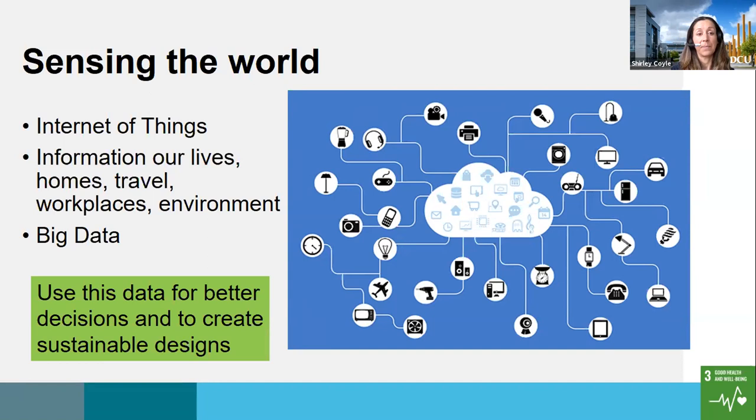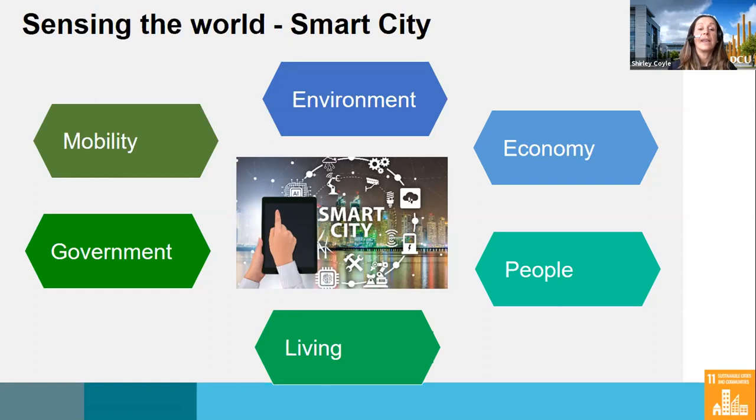So an example of sensing the world is the development of a smart city. So you can have lots of different sensors in different aspects of the city to improve the way people live and how efficient things run. So as an example, it could be within the environment. So looking at smart bins and making sure that they're being collected on time, or looking at using drones for looking at illegal dumping in certain areas. It can relate to the economy.